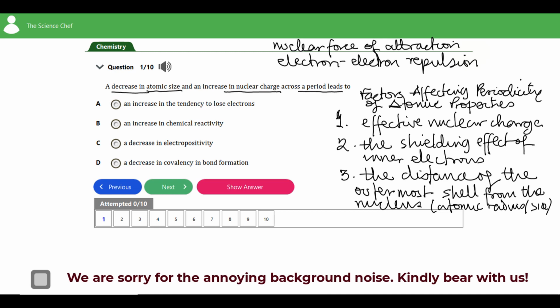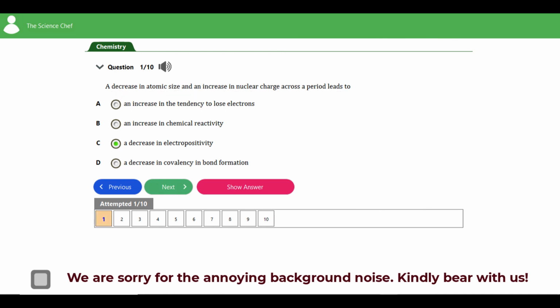Rather, it increases the tendency for the atom to gain electrons. So the answer is option C, a decrease in electropositivity.